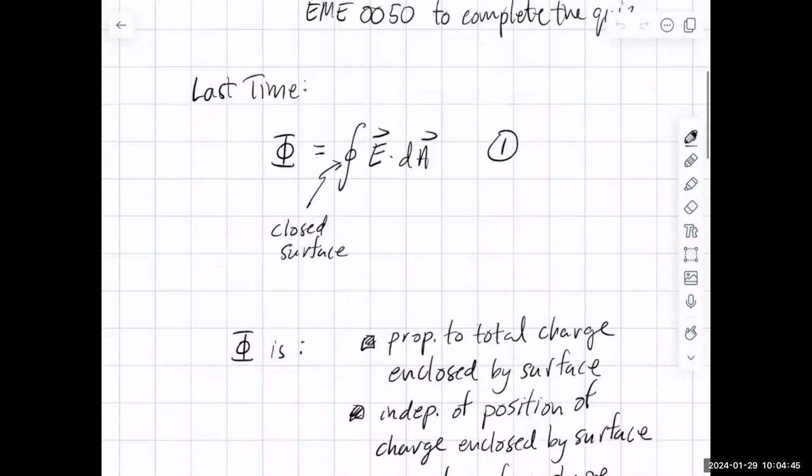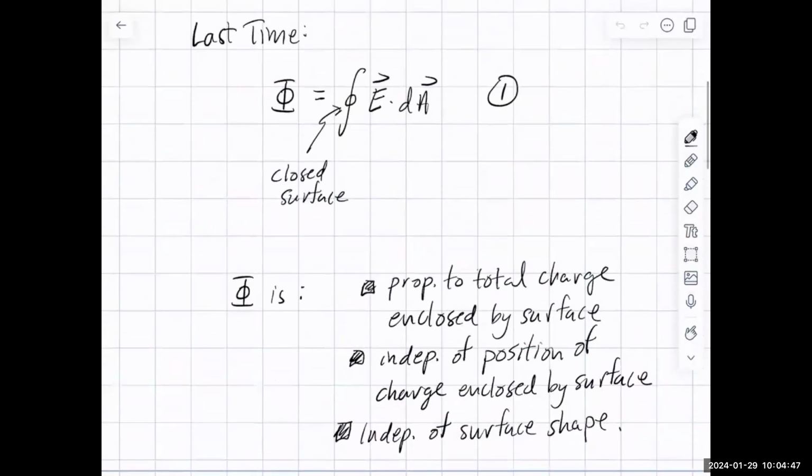What we were talking about last time was flux through a closed surface. Remember, we had this funny notation for our integral where we put a little circle around the integral sign. That's there to remind us that we're dealing with a closed surface that doesn't have any holes in it. This was one way to calculate the flux.